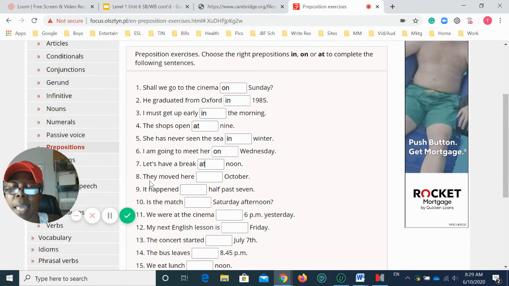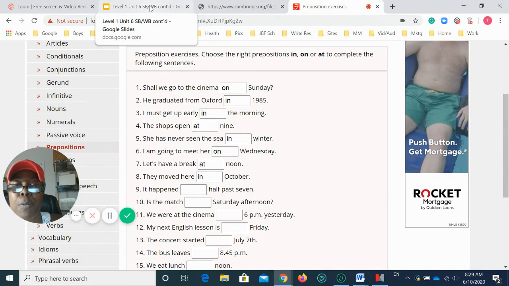Number 8. They moved here. We have a month. For months, what do we use? In.